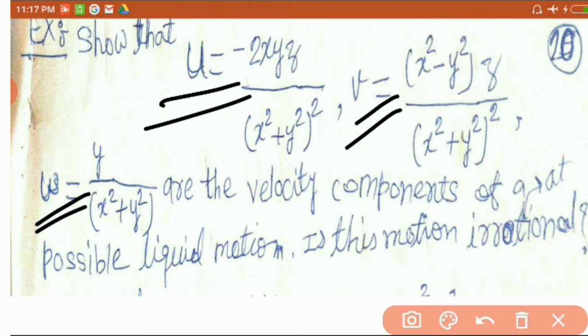And then by using this u, v, w, we also want to find the curl q in the determinant form. After calculation, if curl q is 0, then the motion is irrotational. If not 0, then it is not irrotational.